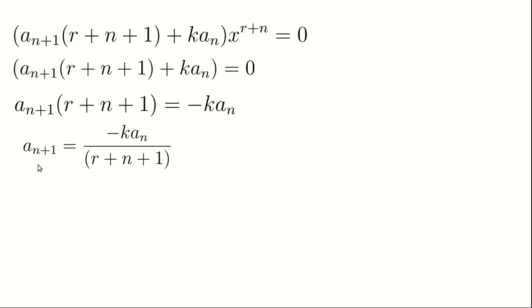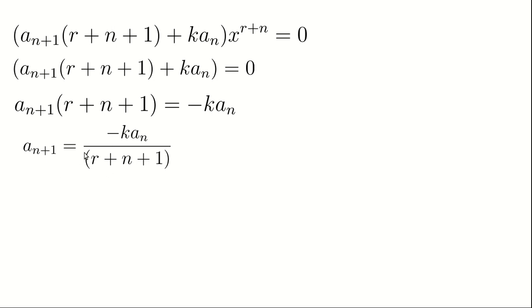So from here, we can now see the connection between an and an plus 1. So this is a recurrence relation. What this means is that if I know a0, I can now get my a1. If I know a2, I can get my a3. If I know my a4, I can get my a5.